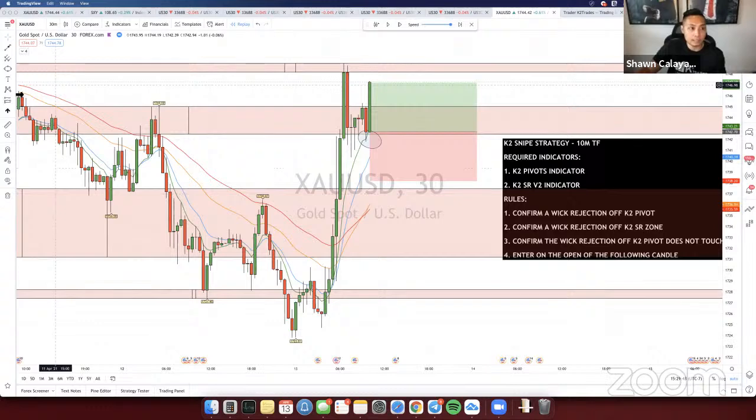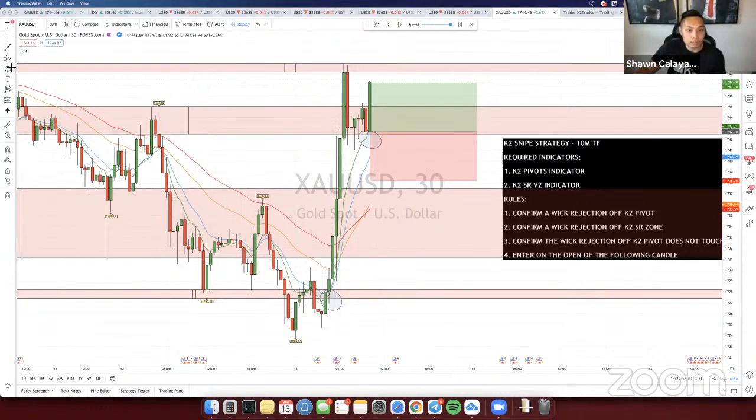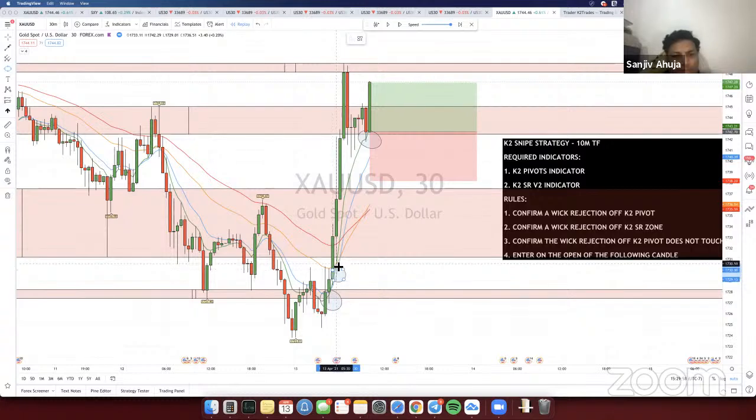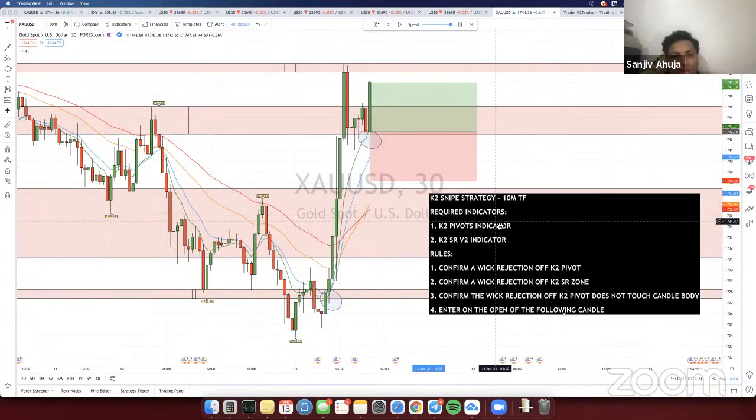Even looking at these entries over here, there's one right here. If you took that trade there, that'd be full TP as well. There's another one right here. If you took this trade right here as well. In this last one, the green one below, when it says it's touching the wick, rejection of a wick, but then it's also touching the candle, isn't it?